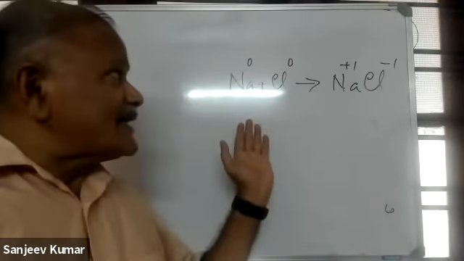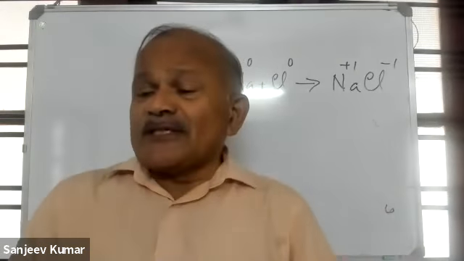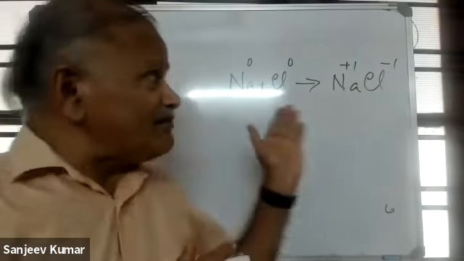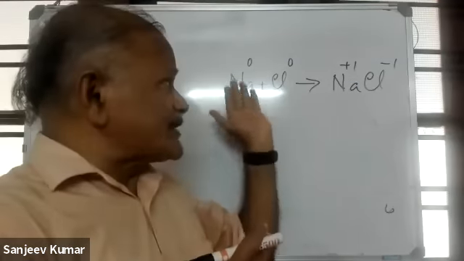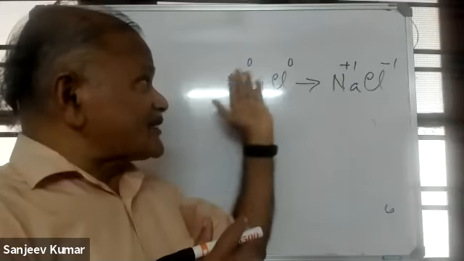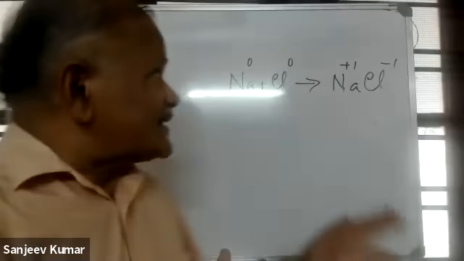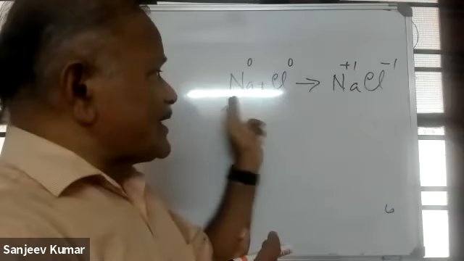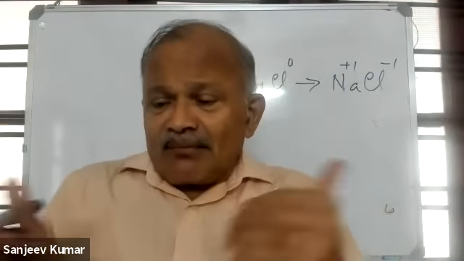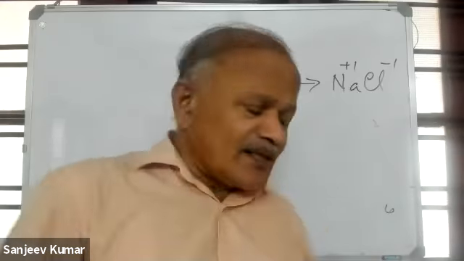Here, it is the simultaneous oxidation and reduction, and therefore it is an example of a redox reaction. Sodium is oxidized by chlorine. Therefore, chlorine is an oxidizing agent. Whereas chlorine is being reduced by sodium. Therefore, sodium is a reducing agent. The simultaneous oxidation and reduction is called redox reaction. And the question number one.